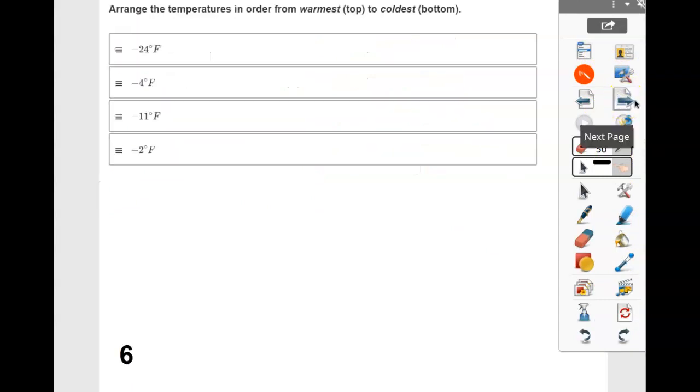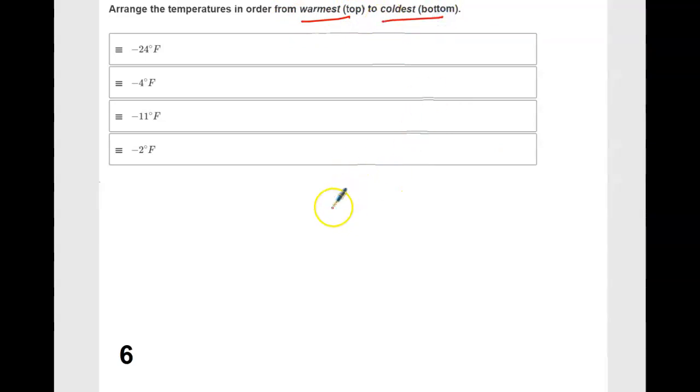Number 6, arrange the temperatures in order from warmest to coldest. So I'm going warmest to coldest. Another way I can think of it is greatest to least, so biggest number to least. Negative numbers can get a little bit confusing, but a larger digit in a negative number just means it is more negative, okay? So that means that my negative 24 is actually my smallest number, okay? And we're trying to go from greatest to least.